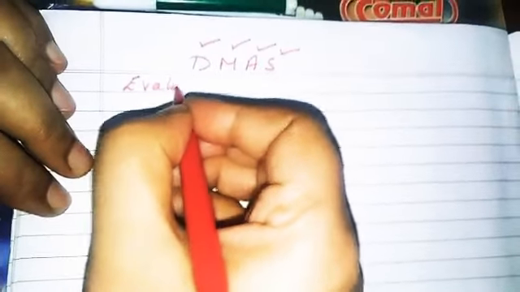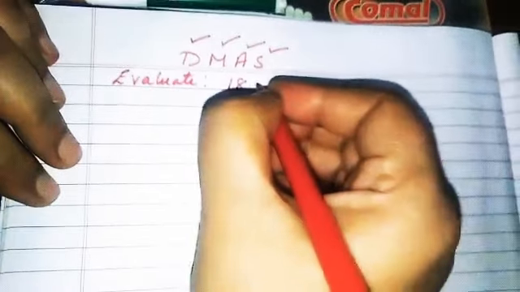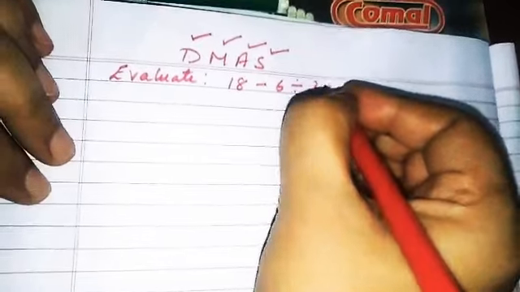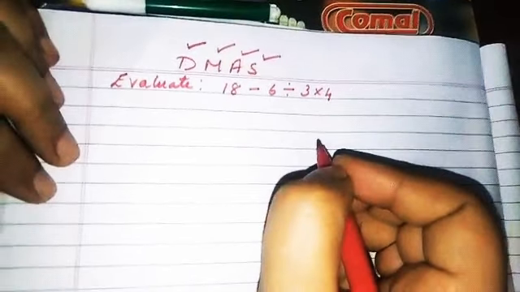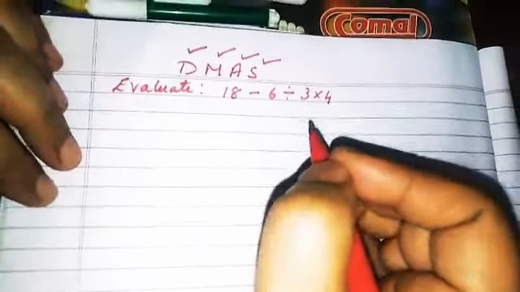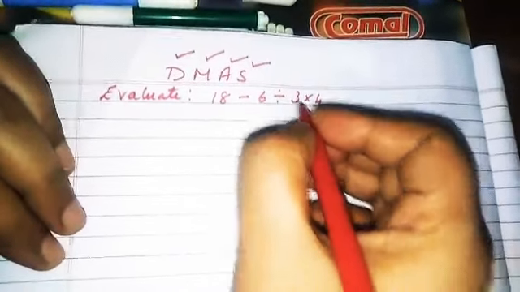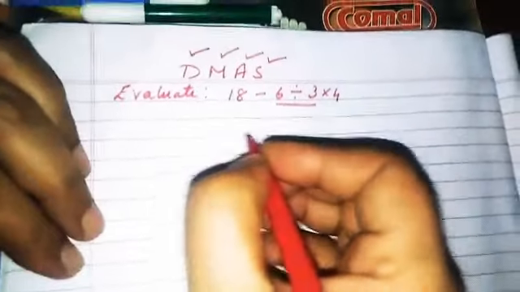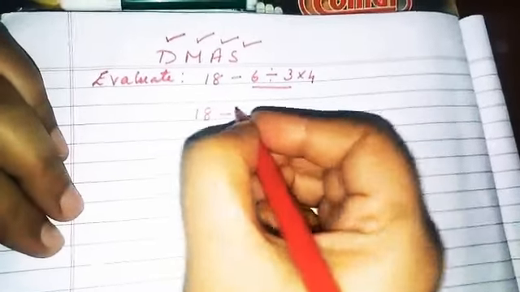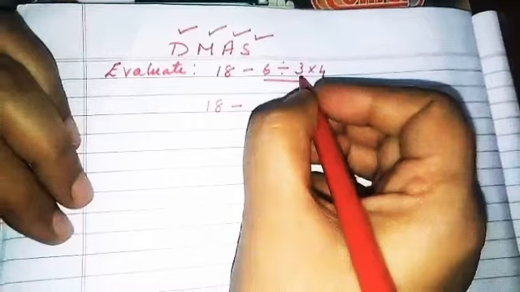So let's evaluate an expression. 18 minus 6 divided by 3 into 4. Now the first thing that we're going to do in this is, first we will perform the operation of division, that is 6 divided by 3. So 18 minus 6 divided by 3 gives you 2.